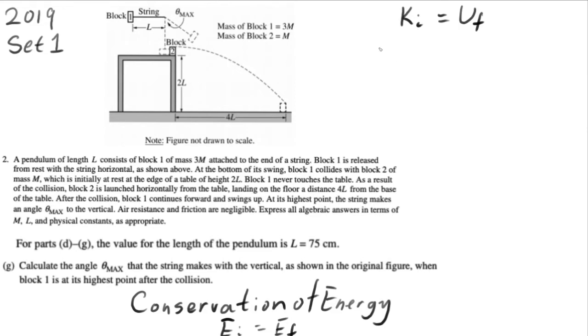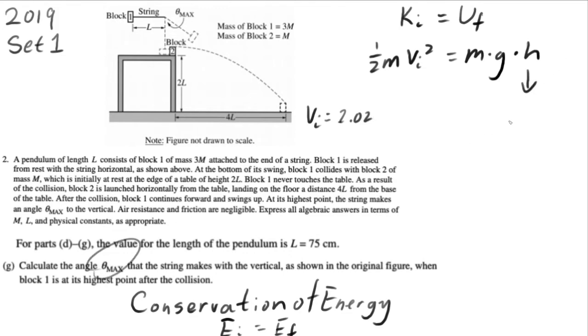So kinetic is 1/2 the mass of the block times V initial squared, and the final potential energy is mass times gravity times its height. For the initial velocity, we actually know this because we just calculated it from part F. So we know that the initial velocity is equal to 2.02 meters per second, but we need to find what h is and how it relates to theta max. The good thing is that we know the length of the string is L, and we know that the block travels a certain height of h. And we know that the angle the string makes with the vertical is theta max.